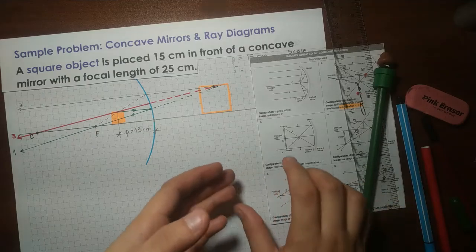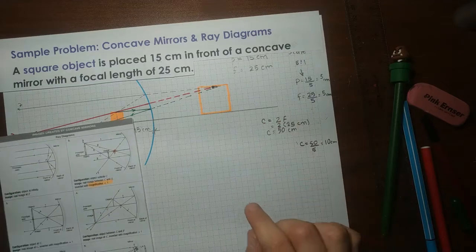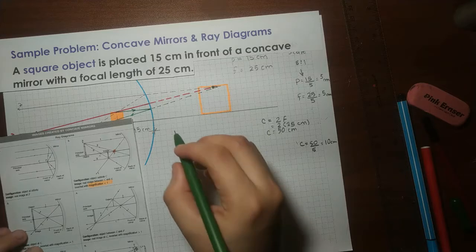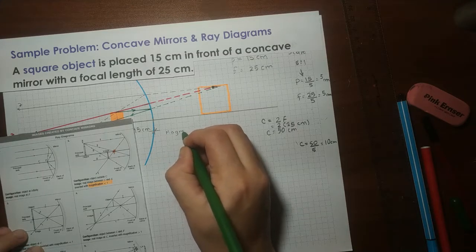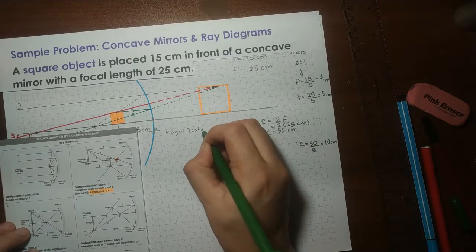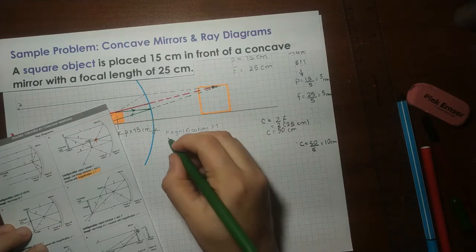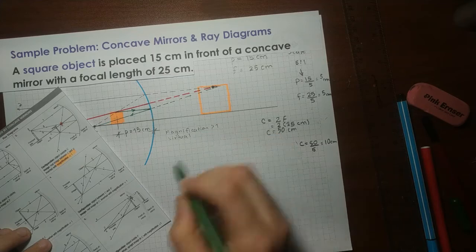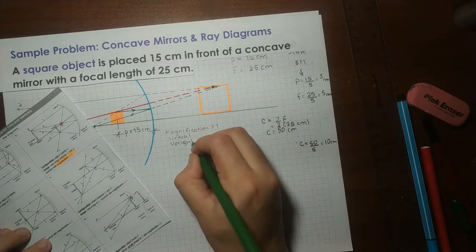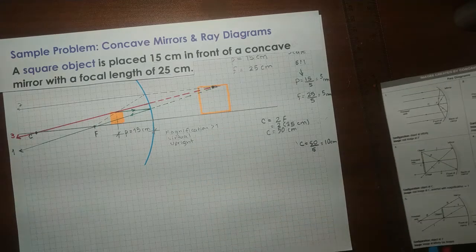So remember, how is the image? As you can see, if we need to write a conclusion, the magnification is more than 1 because it is larger. That's a larger object, more than 1. What else? The image is virtual, as you can see here, virtual, and also upright. That is what you have to write as a conclusion of the image formed.